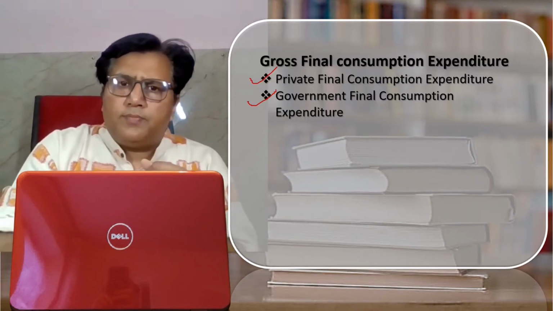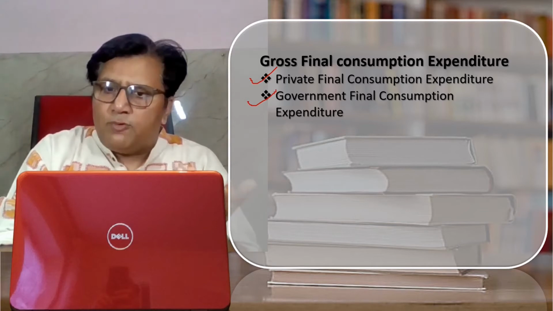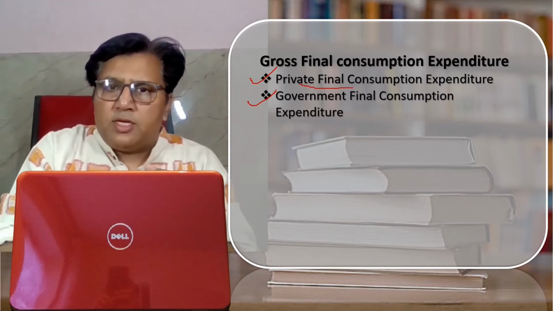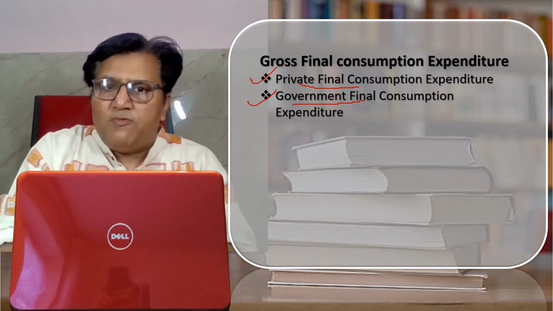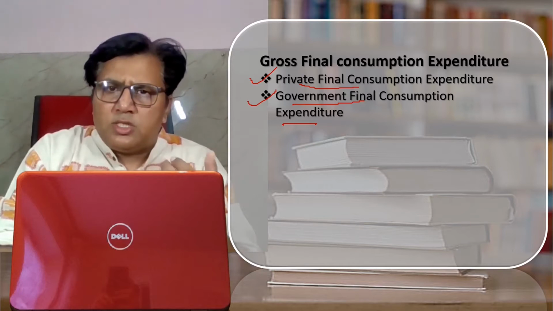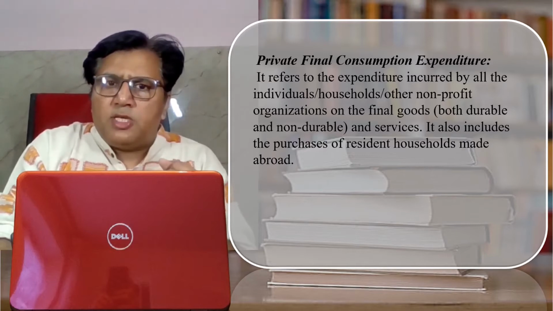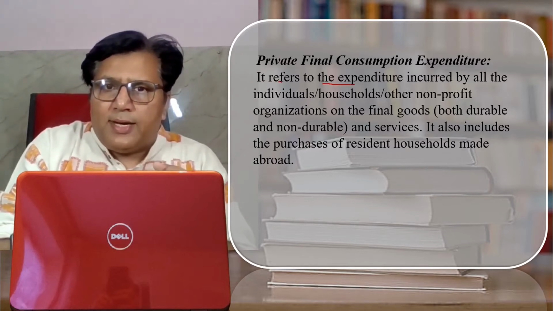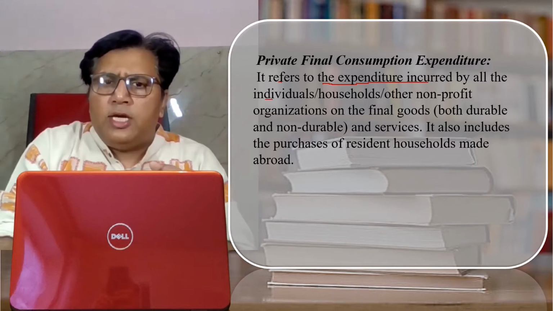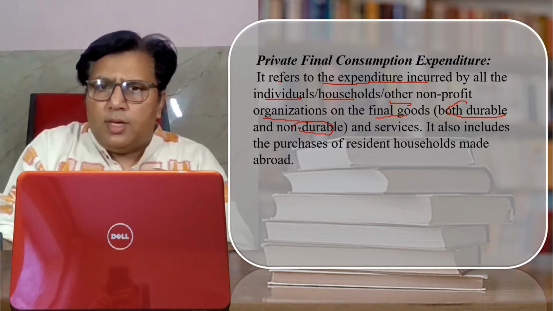Let us discuss the final consumption expenditure. Always remember, the final consumption expenditure is of two types. The first one is called the private final consumption expenditure and the other one is called the government final consumption expenditure. The question is, what is this private final consumption expenditure and what is this government final consumption expenditure? Let us see. When I say private final consumption expenditure, it means the expenditure incurred by all the individuals or the households or other not-for-profit organizations on final goods and services. These goods might be durable goods or non-durable goods and services.